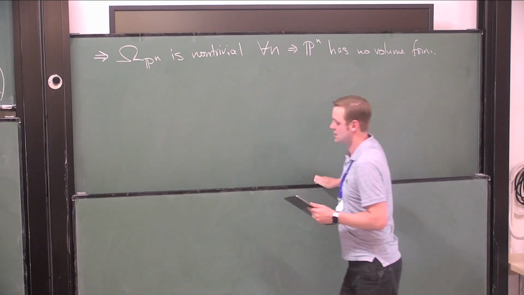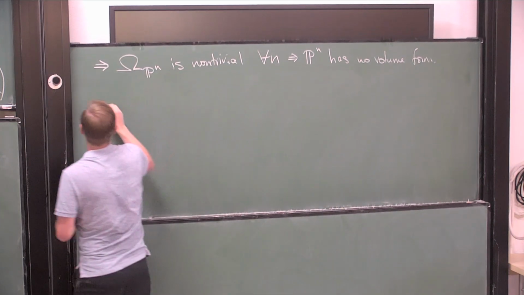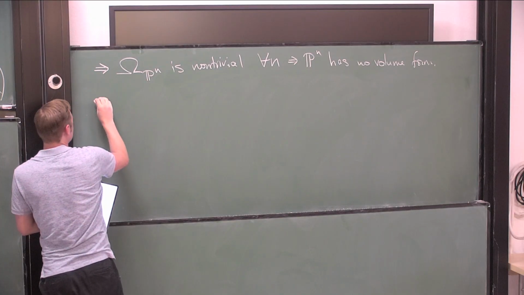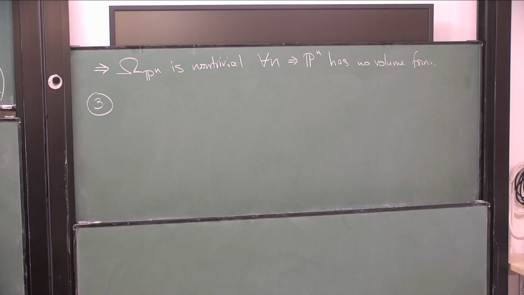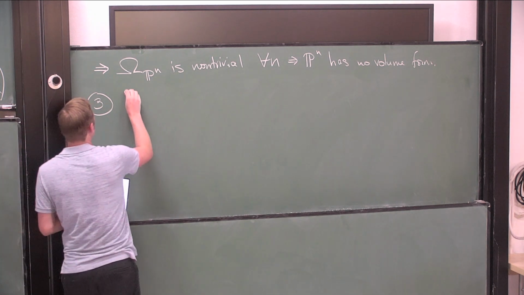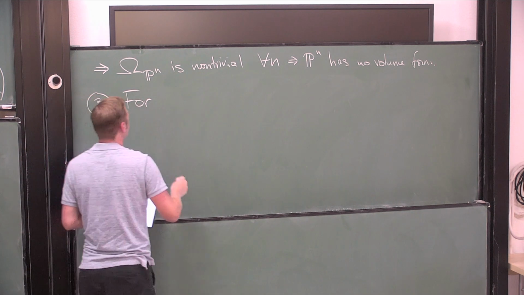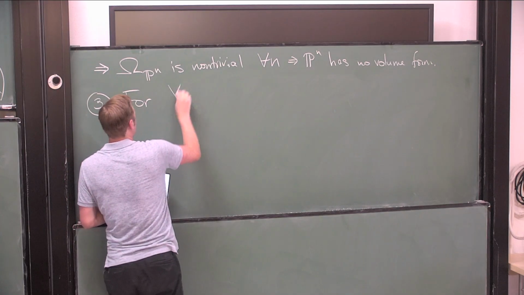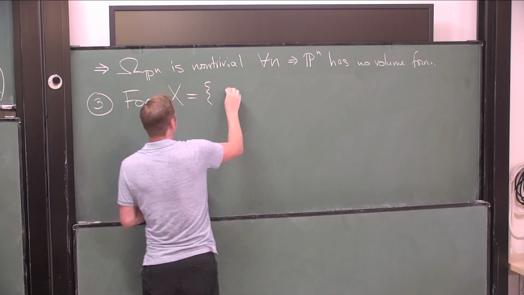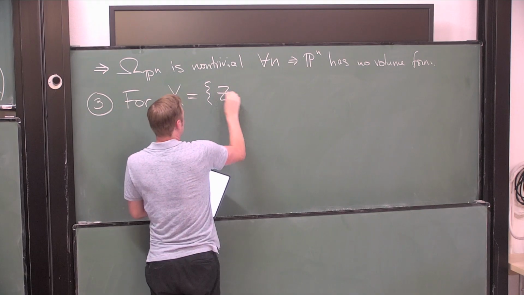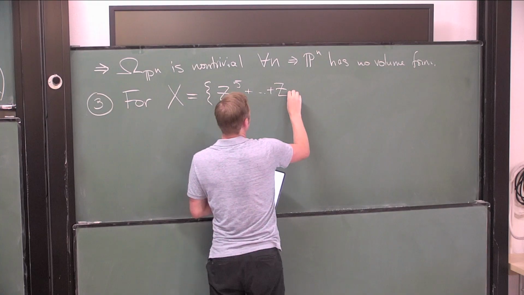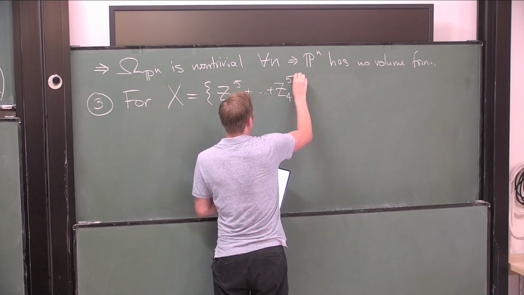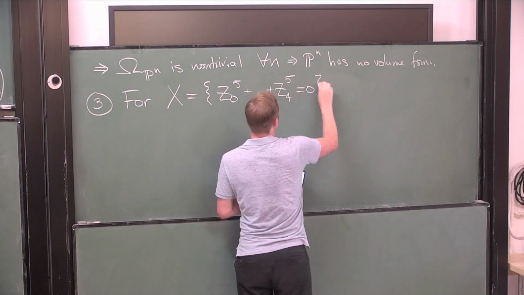Okay, let's study our last example, which is the quintic threefold, and see what happens with the canonical bundle for that complex manifold. So for X, which remember was this hypersurface, quintic hypersurface in P4.